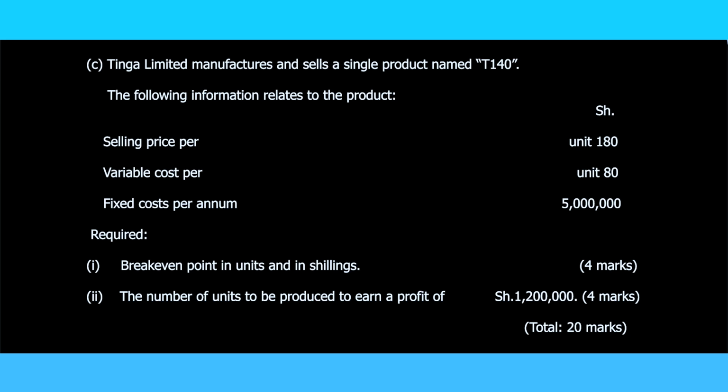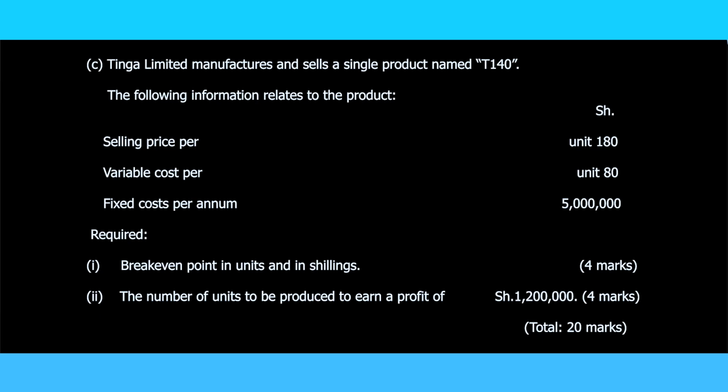Selling price per unit is 180. Variable cost per unit is 80 shillings. Fixed cost per annum is 5 million. Required: Roman 1, break-even point in shillings and in units, for marks. Roman 2, the number of units to be produced to earn a profit of 1.2 million.